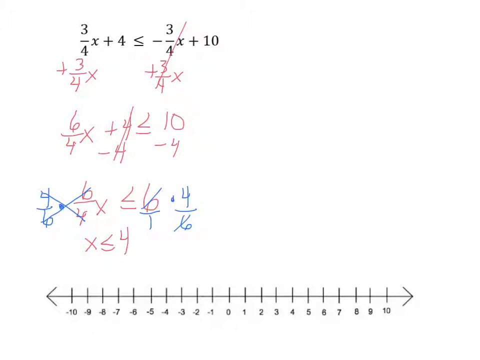Okay, so that means everything this way, and since it's an or equal to, it'll be a bracket. So in interval notation, that would be negative infinity to 4 with a bracket on my 4 because of the or equal to.